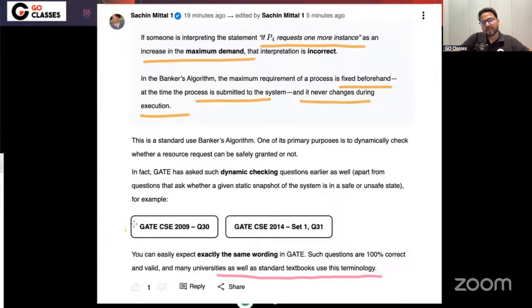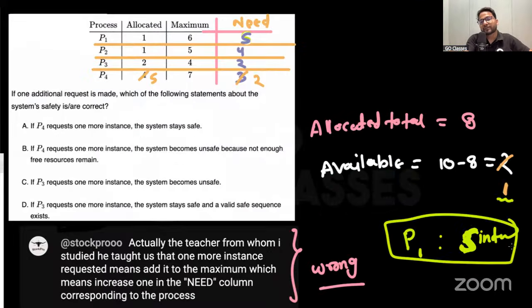If you see these GATE questions, the link you will find under this question. They actually specify, for example, that at t equal to 0, P1 is requesting 4 instances, like this, right? They've even given the times at which this is happening. So basically, need means the maximum need in future that the process might be needing.